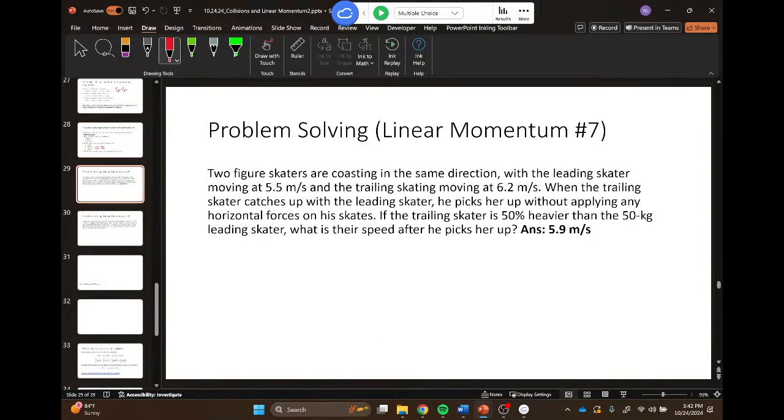Okay, two figure skaters are coasting in the same direction, meaning they are not pushing themselves forward. They're not adding energy to themselves. The leading skater is moving at 5.5 meters per second. The trailing skater is moving at 6.2 meters per second. When the trailing skater catches up with the leading skater, he picks her up without applying any horizontal force. That's important. Again, he's not adding energy. He's not taking energy from the environment. No work is being done. If the trailing skater is 50% heavier than the 50-kilogram leading skater, what is their speed?